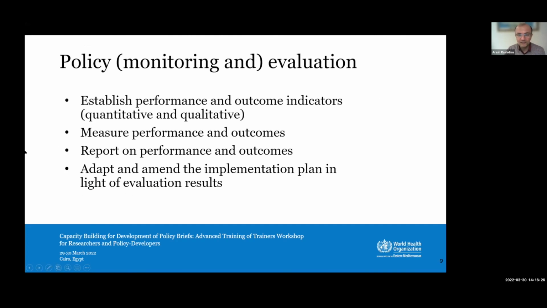So when we think of it that way, as part of our planning, we are thinking of how it should be considered. And for that, we need to think of what the indicators are. What are the performance and outcome indicators that should be measured, and how they should be measured. And then when you do policy evaluation within that, you report on performance and outcomes.